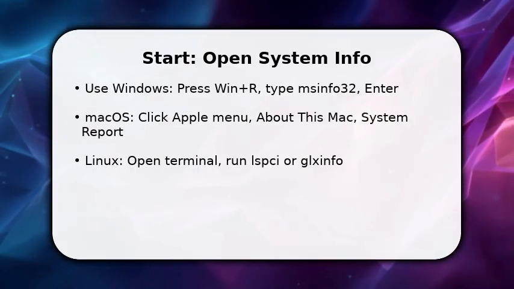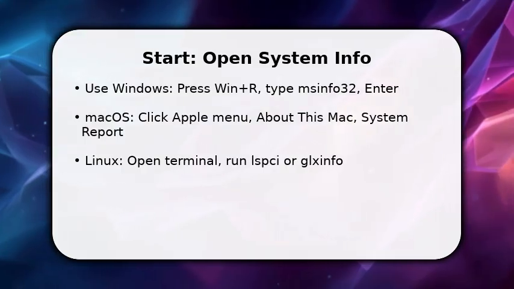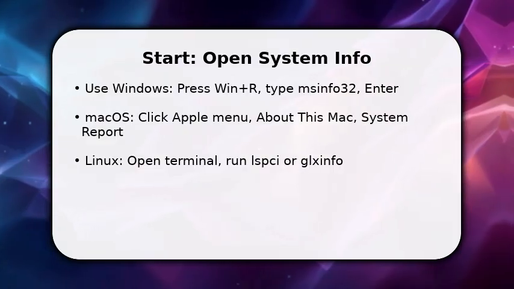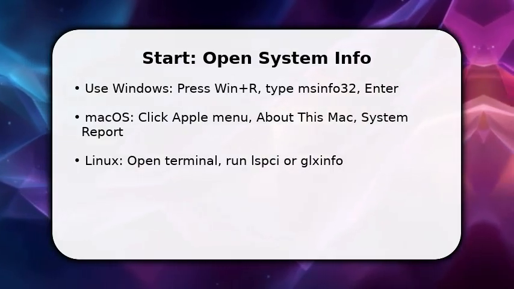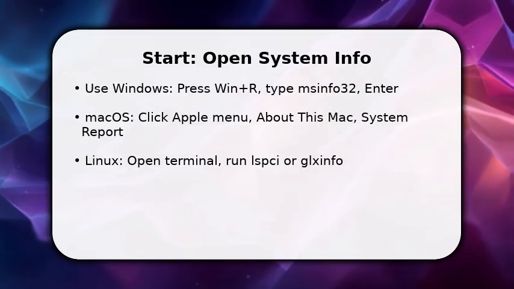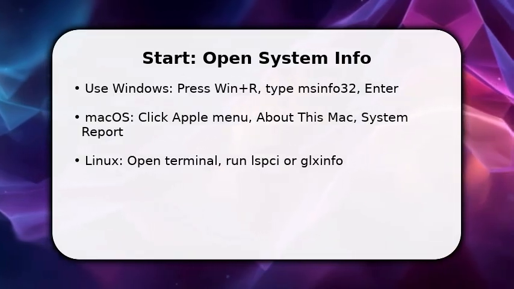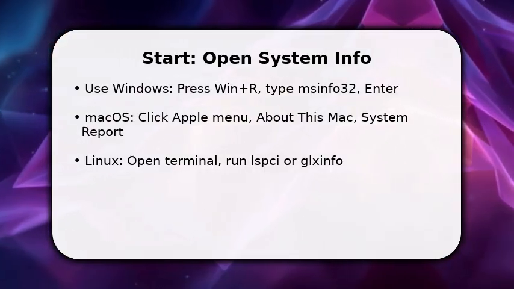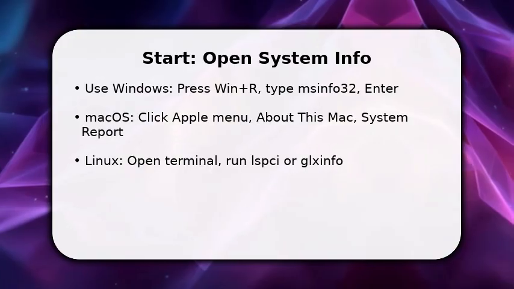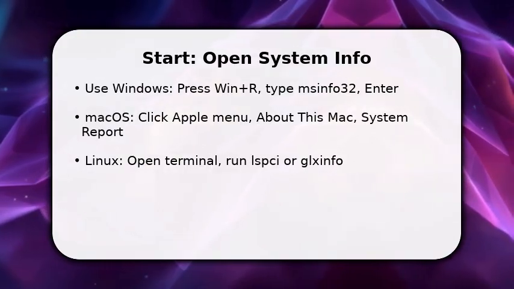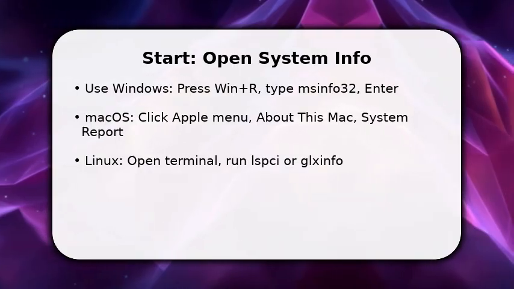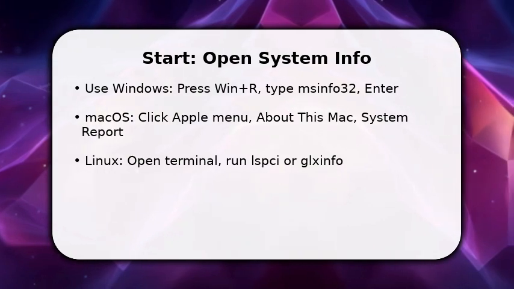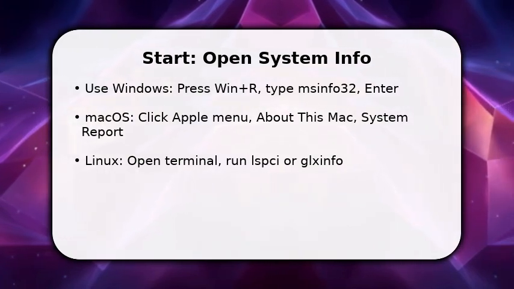You're going straight to system details. On Windows, press Win+R, type msinfo32 and open System Information so you can read hardware names exactly. On macOS, click the Apple menu, About This Mac, then System Report to view graphics/displays. On Linux, open a terminal and run lspci or glxinfo for GPU identifiers. Once done, note the listed vendor and model.